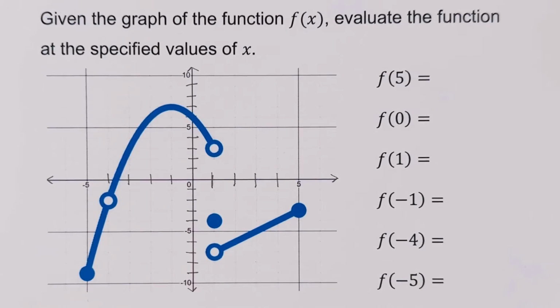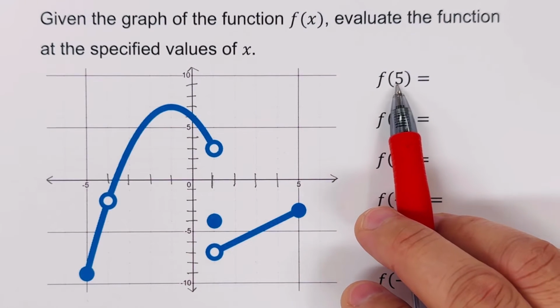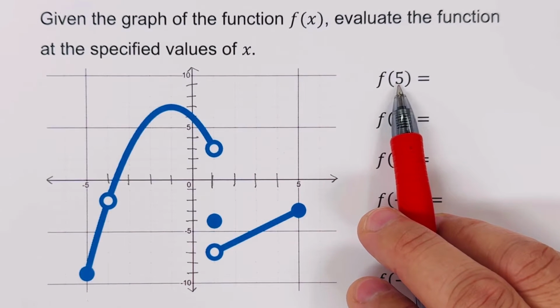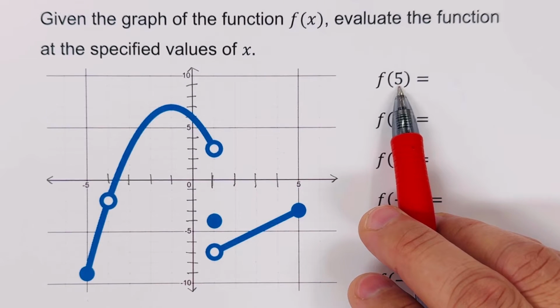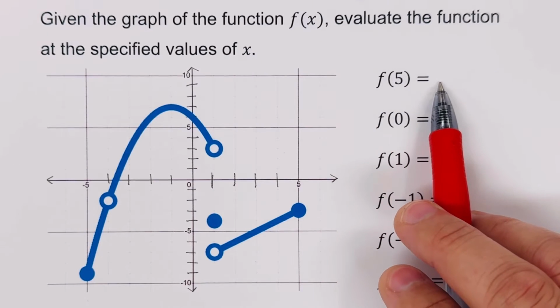Hello everyone. This video will show how to evaluate a given function at specified values of x. Let's start with the first example here. We're given this graph and we're supposed to find f of 5. This notation tells us that if the value of x is 5, what is our y value?